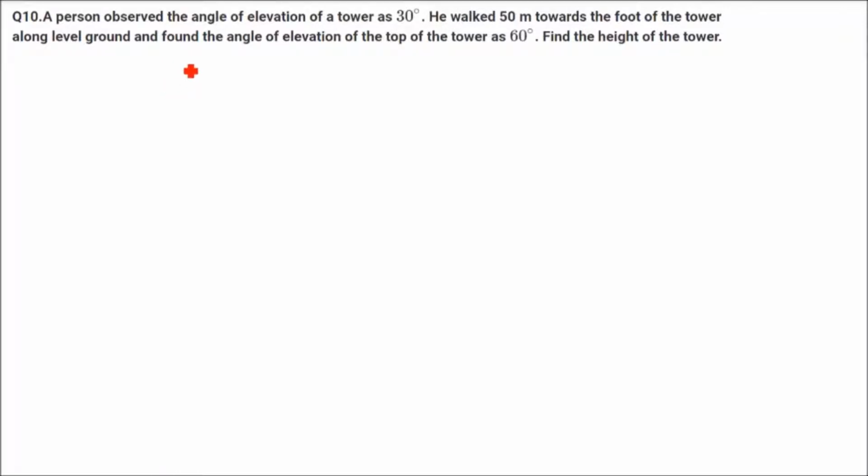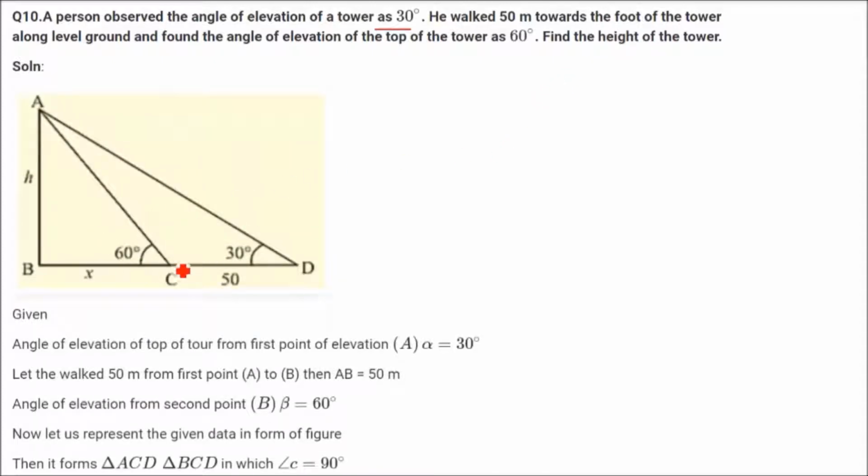A person observed the angle of elevation of a tower as 30 degree. He walked 50 meters towards the foot of the tower along level ground and found the angle of elevation of the top of the tower as 60 degree. Find the height of the tower. So first he found it to be 30 degree. Then the angle increased, so he might have gone closer. This is 60 degree. I'll just show you. This is the tower. Now he is here, seeing the angle as 60 degree. Now he moved 50 meter backwards.